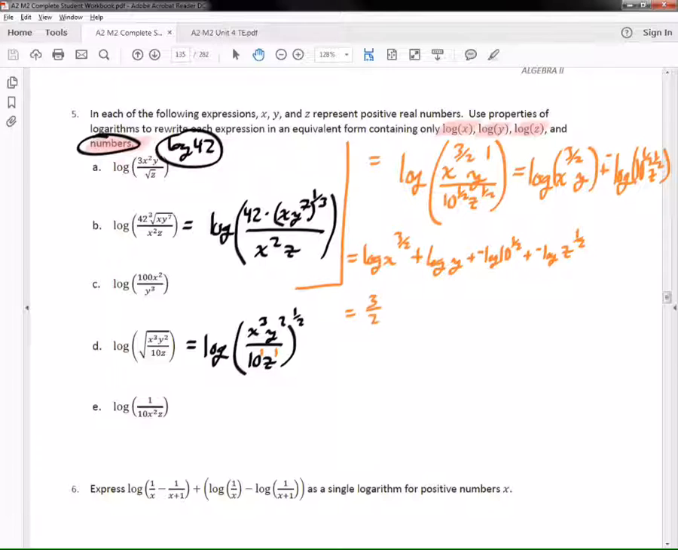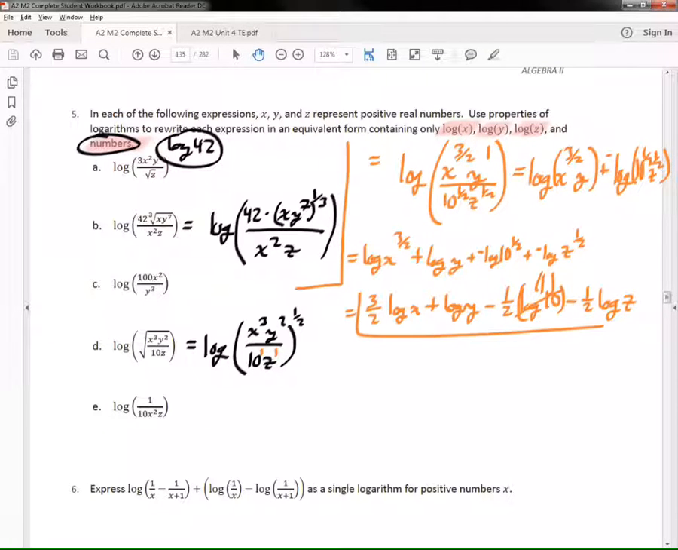So we have 3 over 2 times log x plus log y. I'm going to change this: instead of saying plus negative, I'm just going to say minus 1/2 log of 10, and then minus 1/2 log of z. And do you guys know what log of 10 is? Uno. And so we multiply the -1/2 by uno, and then we would be finished. But I'm not going to rewrite this whole thing again, so we're just going to say this is our answer. So that's one way.